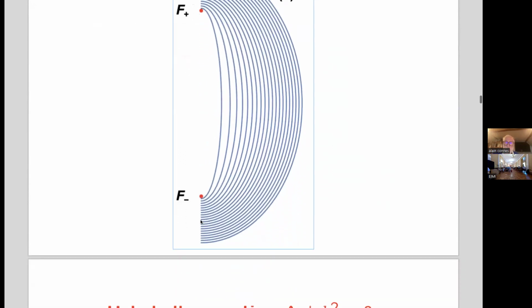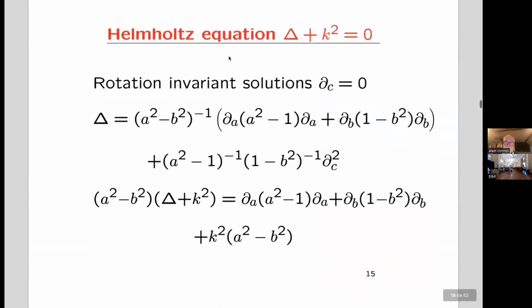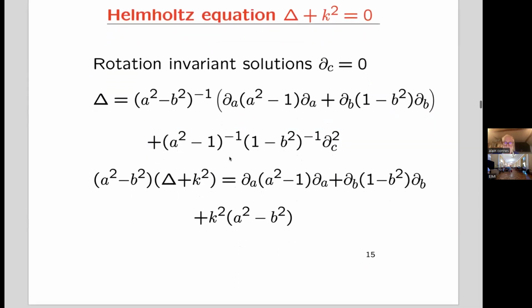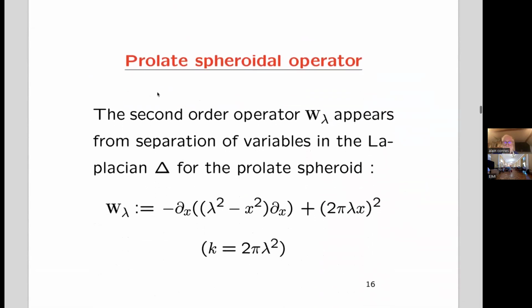Then using these coordinates, you can show that the Laplacian for the solid body occurs with separation of variables. Especially when you consider the rotation invariant solutions, namely the solutions which do not depend on the angular parameter, you find out that there are two occurrences of the same operator, and this operator is the Prolate spheroidal operator. Now it's an operator which is dealing with functions of one variable. It depends on a parameter, lambda, and it has the following form.